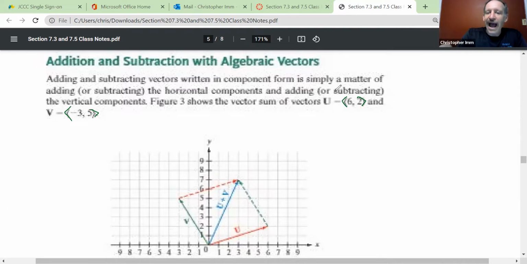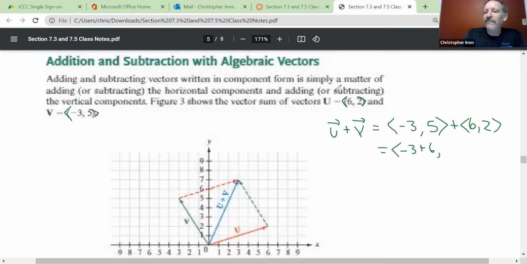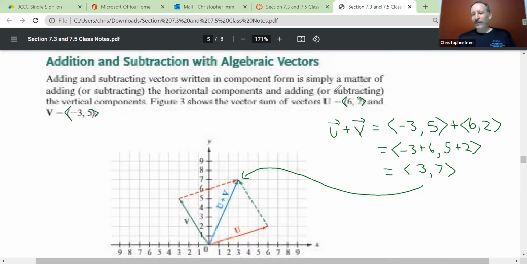But look at how easy it is to add these vectors together in component form. So if I want to try to find u plus v in component form, essentially what I do is I add the x components together and I add the y components together. It's that easy. So let's check this out. u plus v would be -3 plus 6, comma 5, the y component, plus the y component of the second vector, plus 2, we would have 3, comma 7. And bingo, that's exactly where those terminate over there. Super simple to add these together.